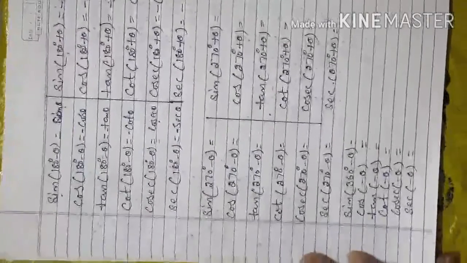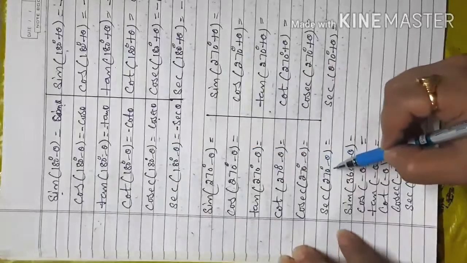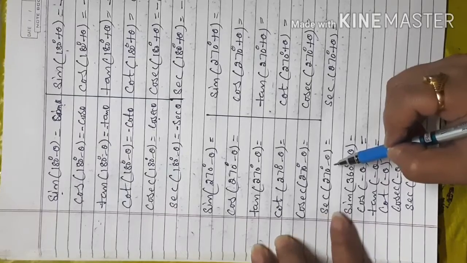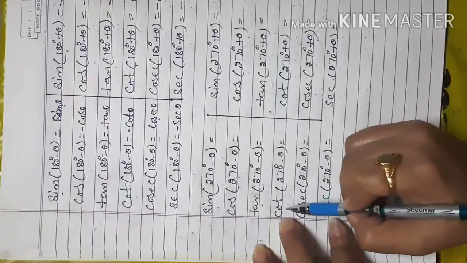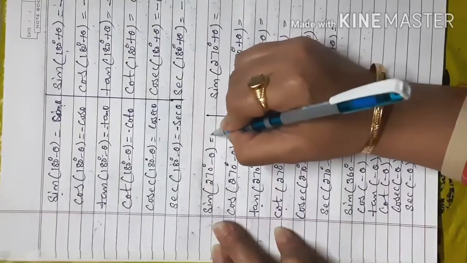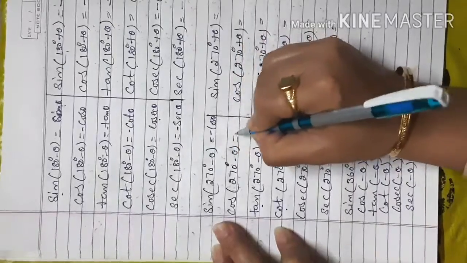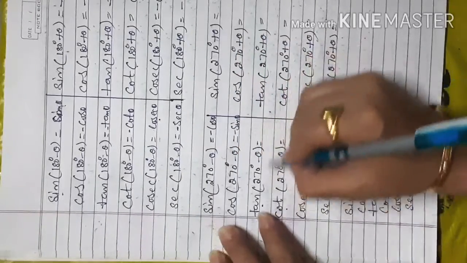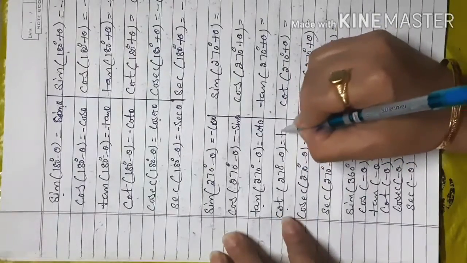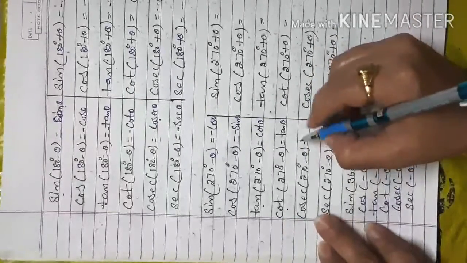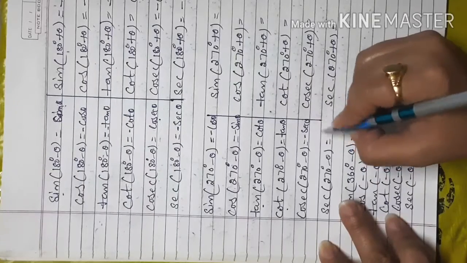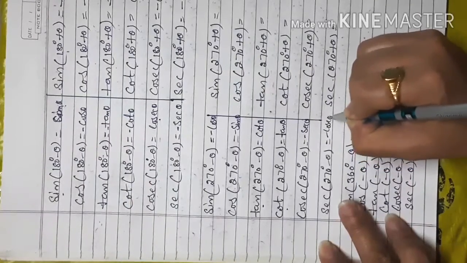Now 270 minus theta. If we are using 270 minus theta, my trigonometric terms will be changed, but we also follow the third quadrant rule in which tan and cot are positive and the others are negative. Sine changes to cos theta, so that will be minus cos theta and minus sine theta. Tan and cot are positive, so only these 2 terms will be positive. The trigonometric term is changed, and here cosecant of 270 minus theta is minus secant theta and here minus cosecant theta.